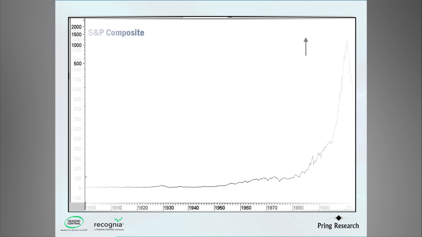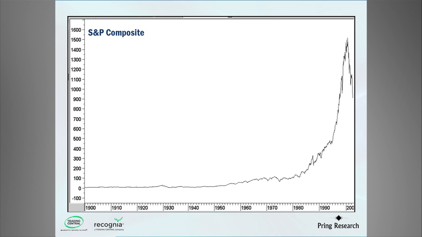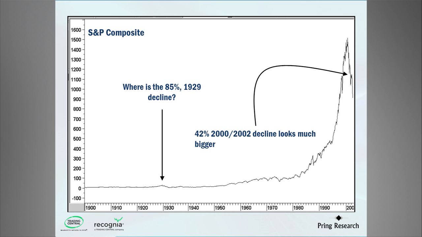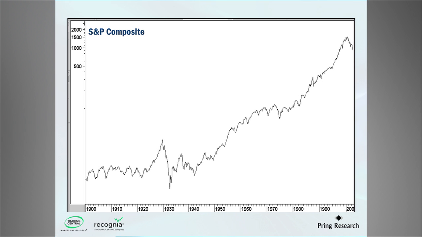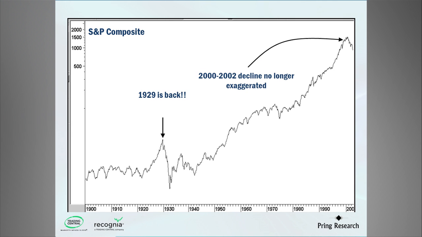Look at this chart for the S&P since 1900. It's been plotted on an arithmetic scale. Remember, there was a crash in 1929 when stocks lost 85% of their value, but you can't see it here. Also, in 2000 to 2002, prices lost 42% of their value, and it shows up as a far bigger decline than 1929. Now here's the same thing plotted on ratio scale. 1929 is back, and the 2000 to 2002 decline is placed in proportion.